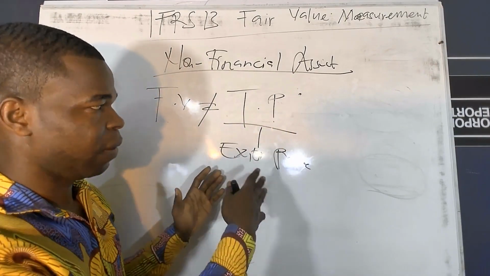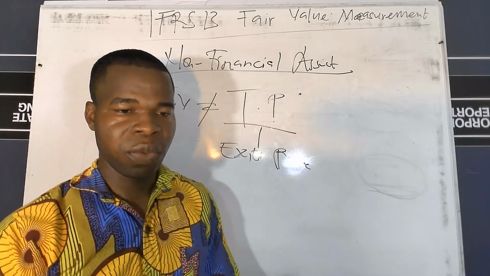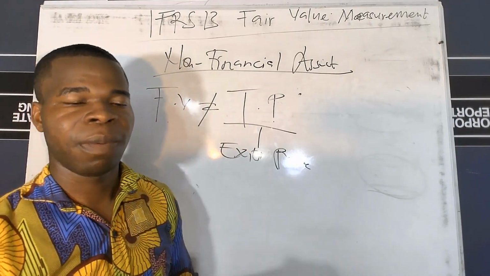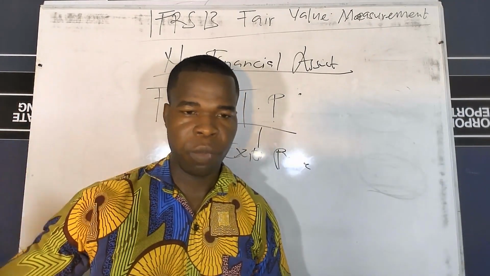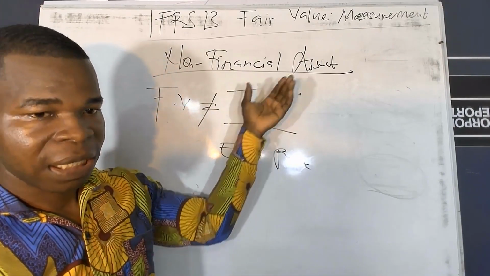So anytime such incidents happen in the market, when the parties are related, a different unit of account is used, or the market in which the transaction takes place is not the principal or the most advantageous market, then we are saying that the transaction price is not our initial measurement.